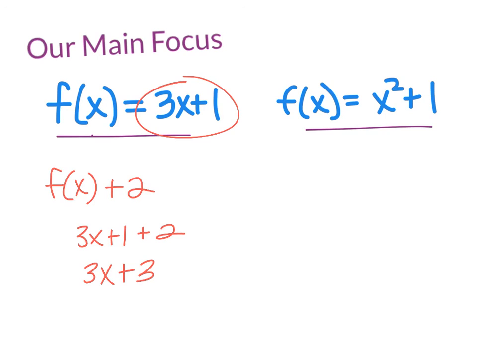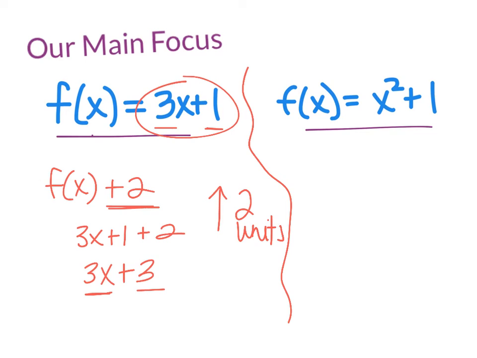I'm going to be showing that a little bit more in the next video, but you should know this is going to make it translate, or slide, up 2 units. Obviously the slope stayed the same. Hopefully you can figure out the y-intercept changed, but you would need to be able to do something like that.